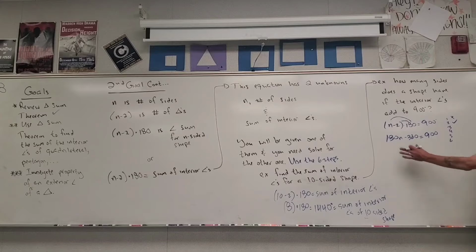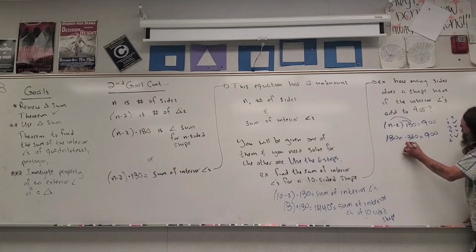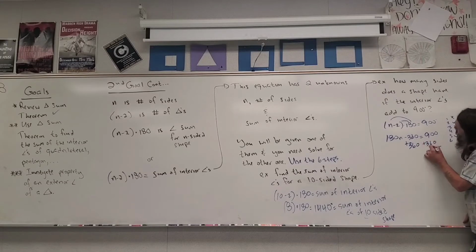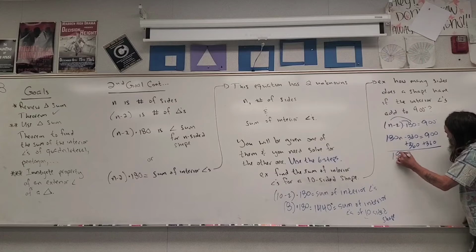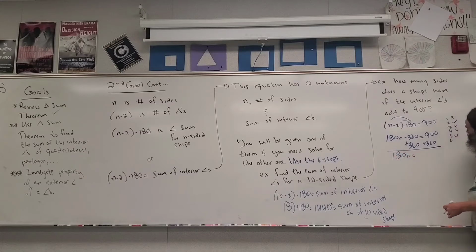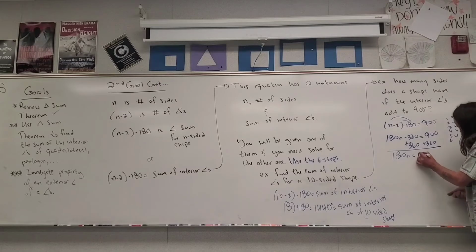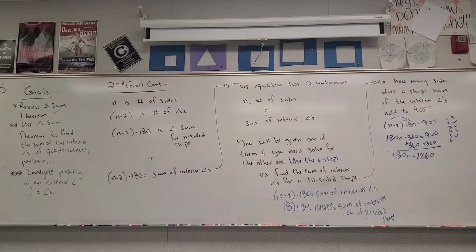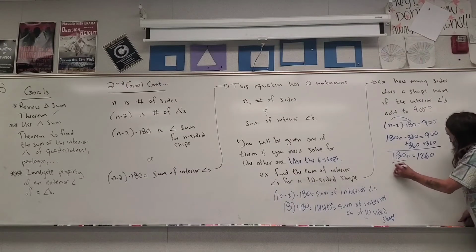Can I combine like terms? Nope. Are all my n's on one side? No, so I can't do that. Can I add or subtract away a number from the variable side? Yes, I can. So 180n is equal to 1260. Okay. Can I divide away a number with a variable? Yep, I can divide away the 180.